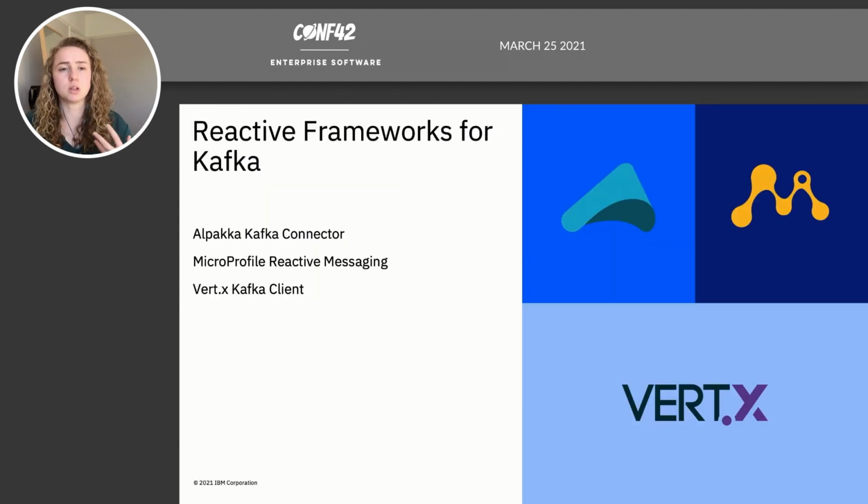So examples of these open source frameworks specific for reactive Kafka interactions include, but they're not limited to, Alpakka, MicroProfile, and Vert.x. These are the ones we're going to be taking a look at today. There are others like Project Reactor, which you can definitely take a look at. We're just not going to be going into it in this presentation. So let's take a look at these and see what the differences are.